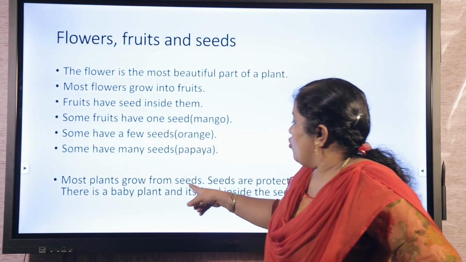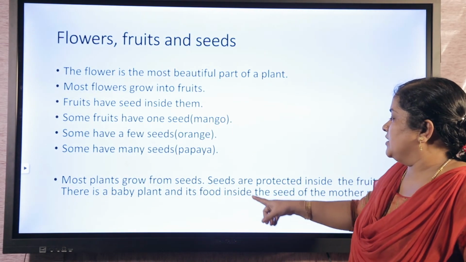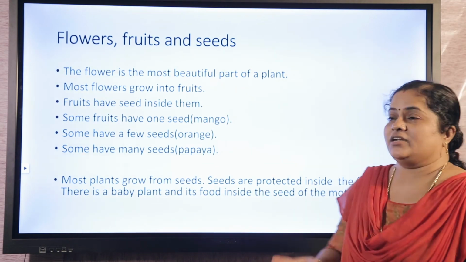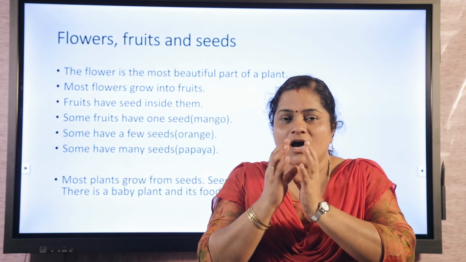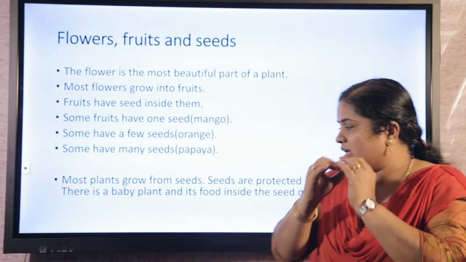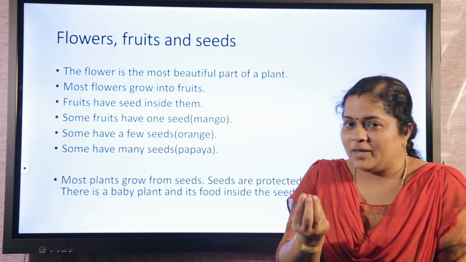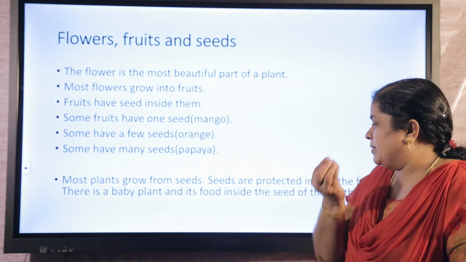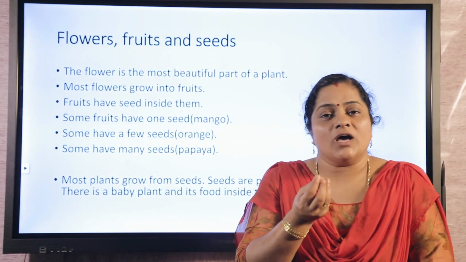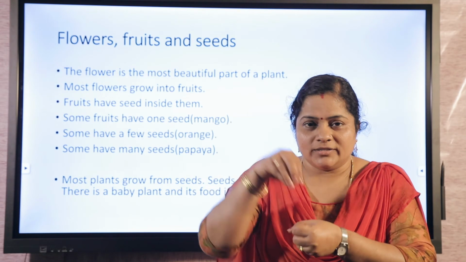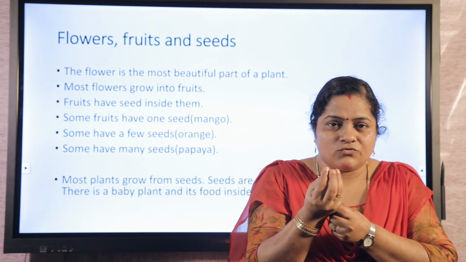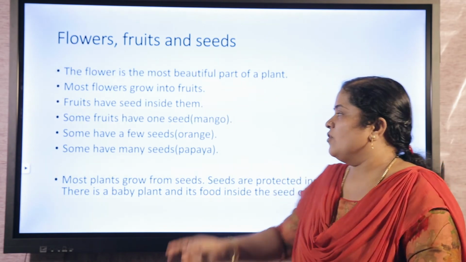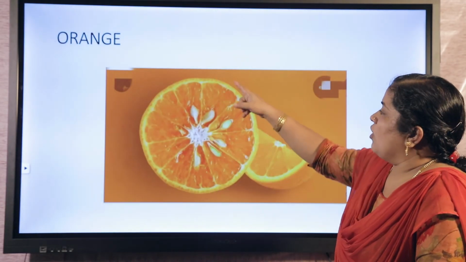Most plants grow from seeds, and the seeds are protected inside the fruit. Where is the seed? The seeds are protected inside the fruit. And there is a baby plant inside the seed. It gets its food from the seed itself. If we sow the seed in the soil, it will grow. While growing, from where are they getting food? From the seed itself.